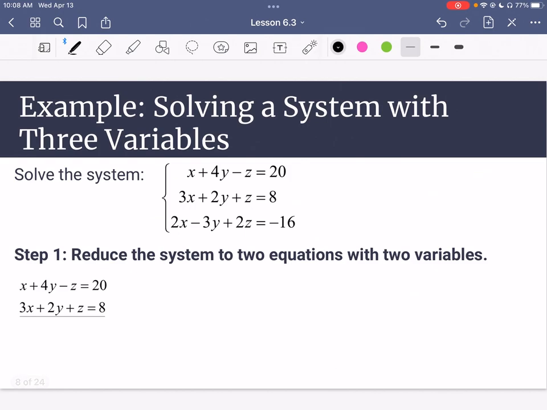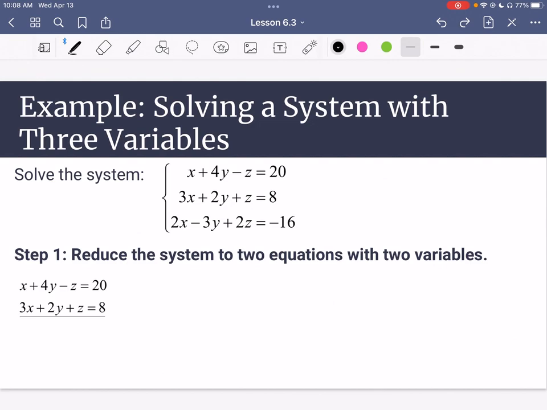Okay, so we'll do a couple examples together. This first one, we're just going to go step by step by step. Okay, so first, write down the system. We have 3 equations here with 3 variables. Notice our x's are aligned, our y's are aligned, our z's are aligned, and our constants on the outside.